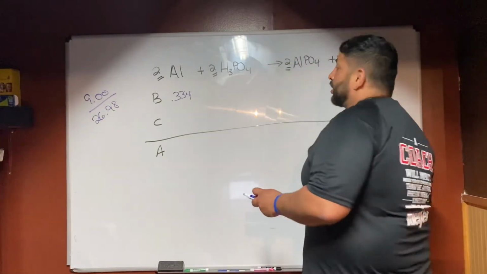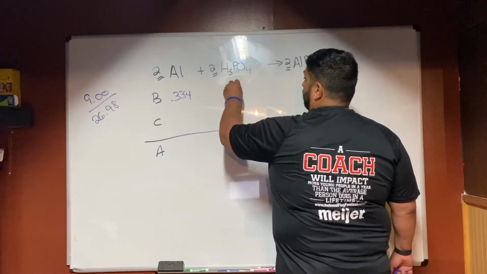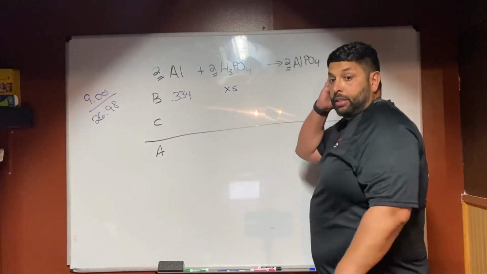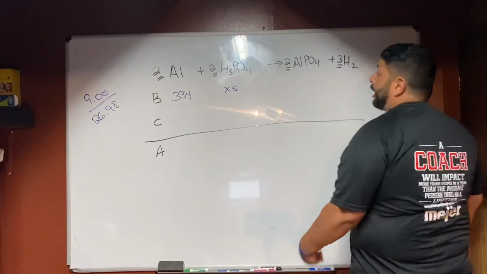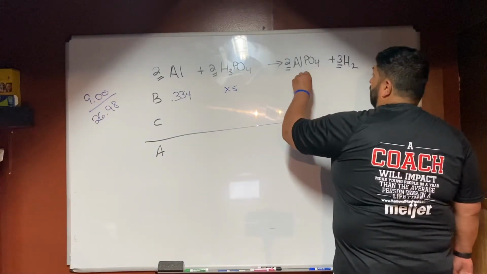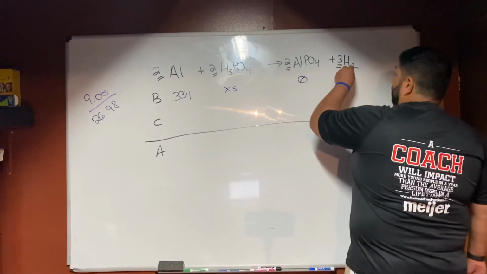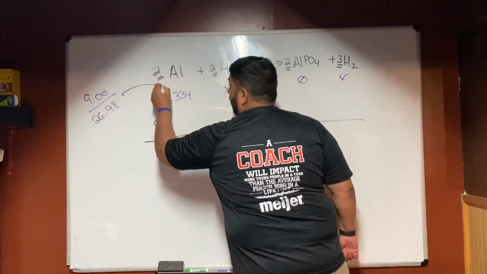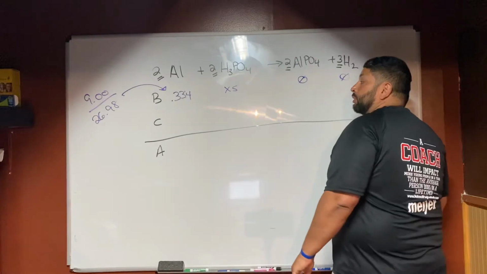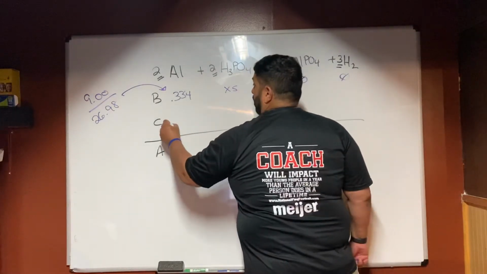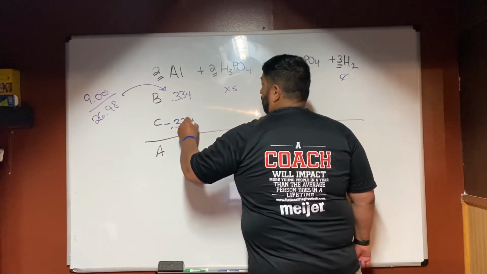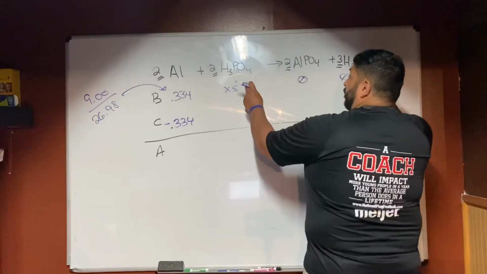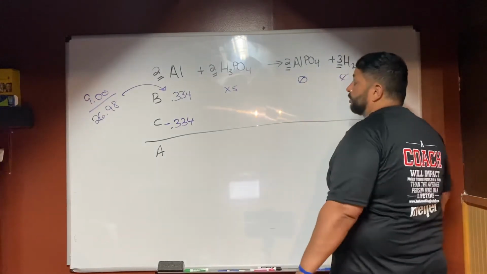So it says excess phosphoric acid. Look, extra stuff. That's what excess means: I have a lot of it extra that I don't need to worry about. It's going to react no matter what. So 0, 0. Now again, that's how I got into the BCA chart. I'm using all this aluminum, so how many moles of phosphoric acid am I going to use?